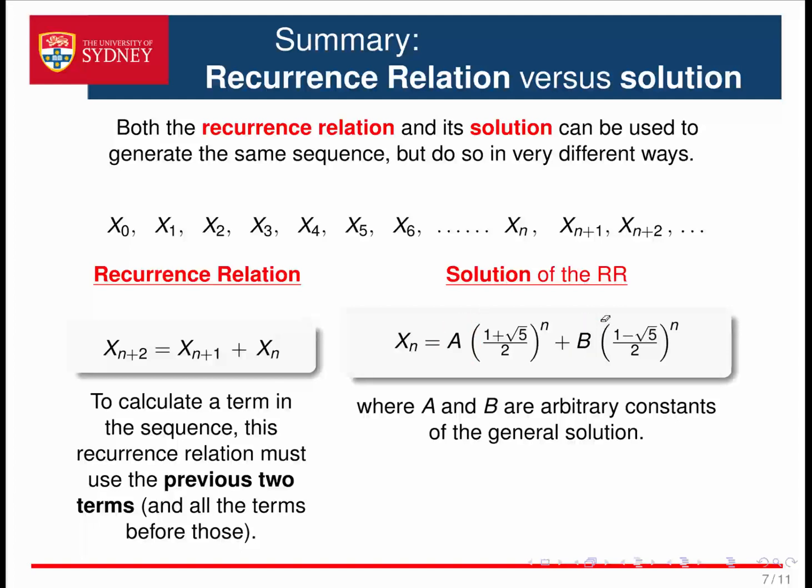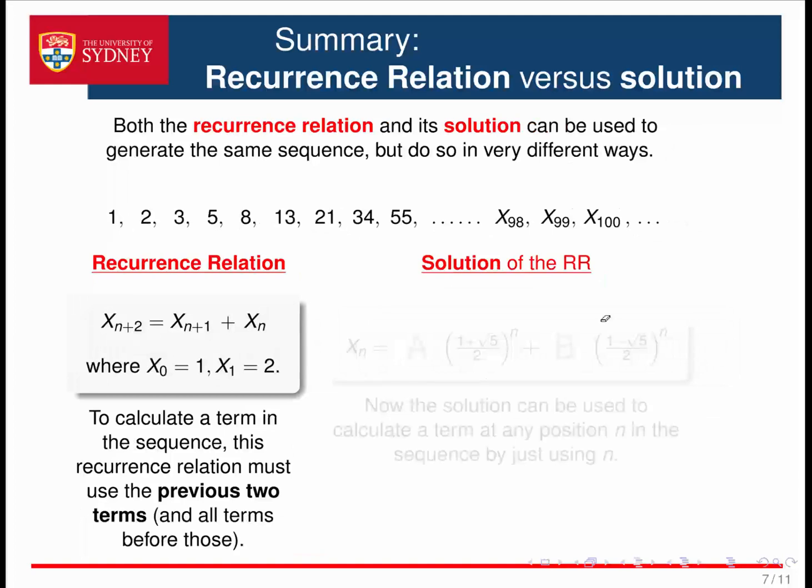Let's now consider two specific sequences arising from this recurrence relation. For our first example, if x0 is 1 and x1 is 2, then using the recurrence relation, x2 is the sum of the previous term x1 and the term before that, x0. That is, x2 is equal to x1 plus x0, which is equal to 2 plus 1, which is equal to 3.